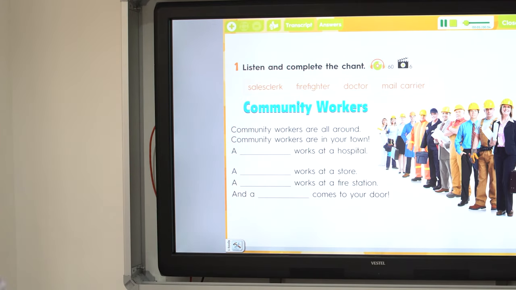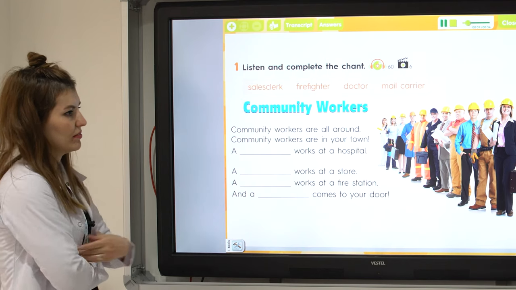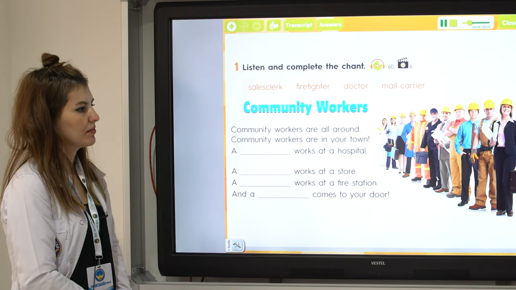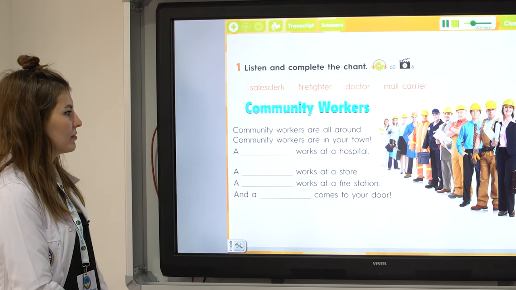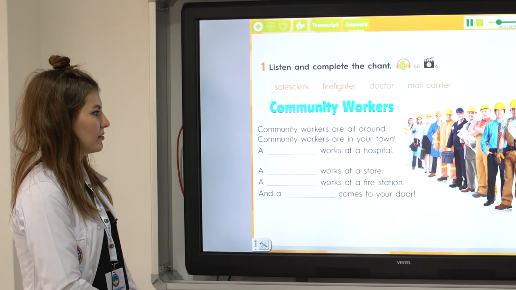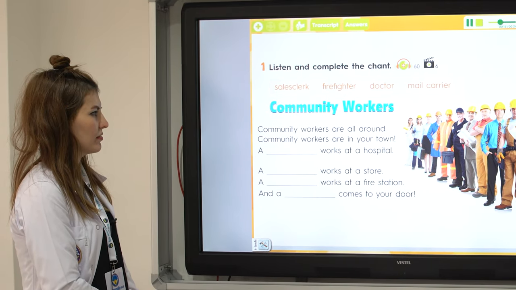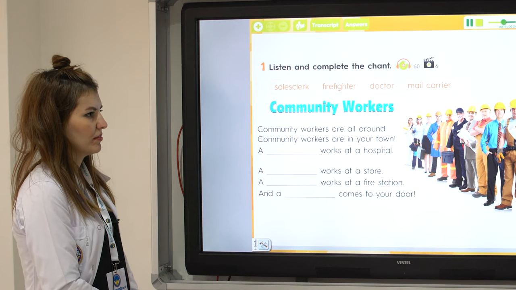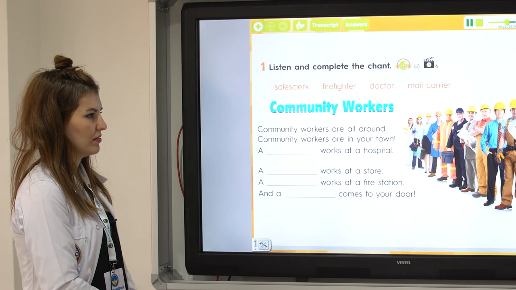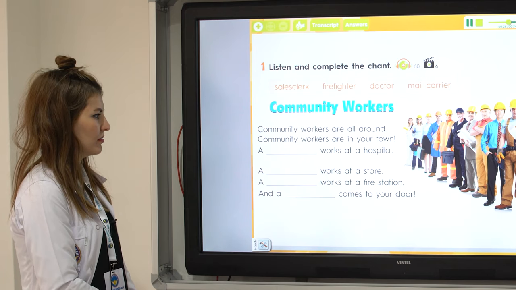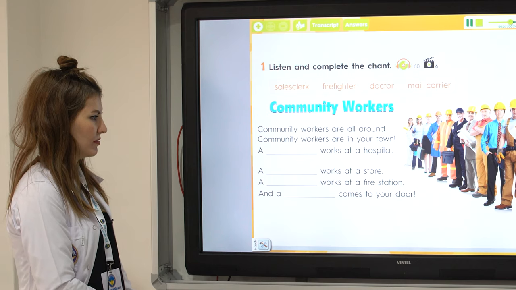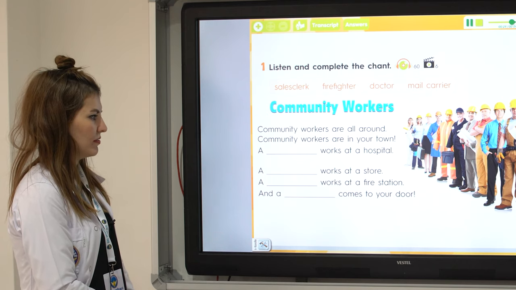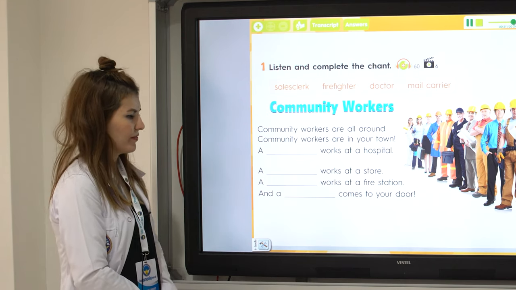Community workers. Community workers are all around. Community workers are in your town. A doctor works at a hospital. A sales clerk works at a store. A firefighter works at a fire station. And a mail carrier comes to your door.